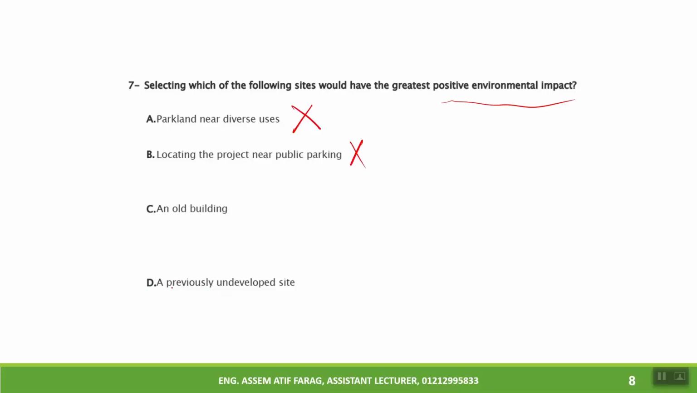For option D, a previously undeveloped site. This is a greenfield site and would not be the best choice for building on. So it's not the best option. The last option, C, an old building. Redeveloping an existing building significantly minimizes the project's impact on the environment. It also provides the project team an opportunity to reuse existing infrastructure. So C is the best option.